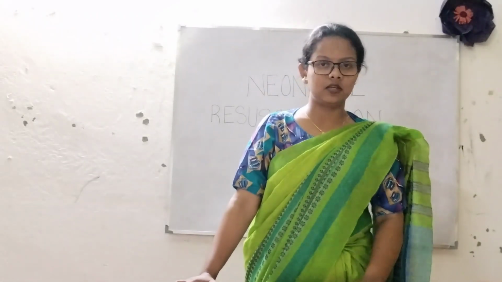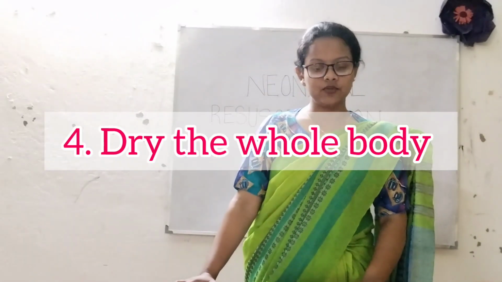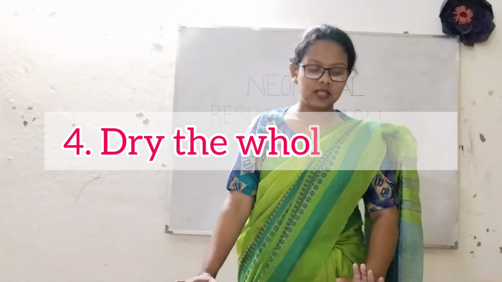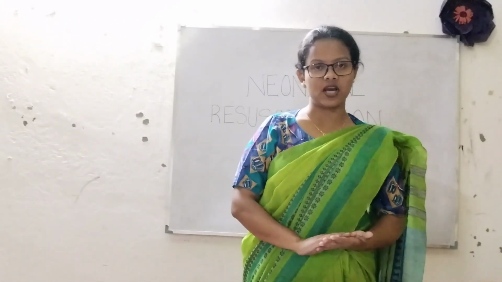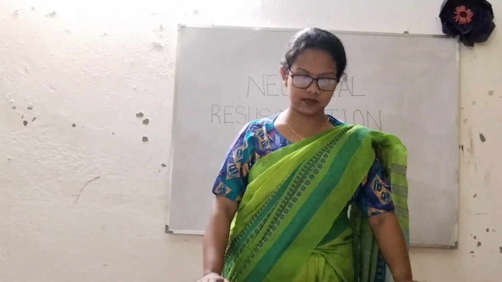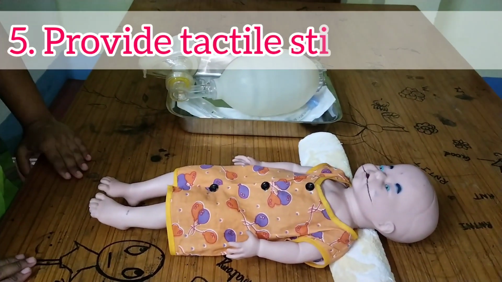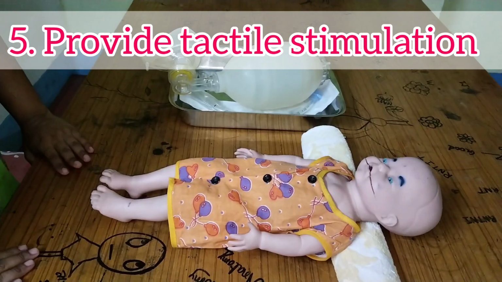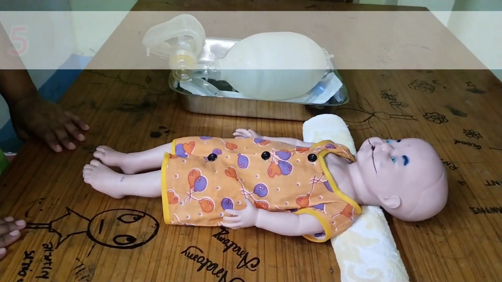Next, after maintaining the clear airway, we should dry the whole body. The baby's whole body should be dry and immediately the wet linen should be removed. The baby or the neonate is then placed further on a pre-warm towel to reduce the heat loss. Next, after drying the whole body of the baby, we have to provide tactile stimulation.